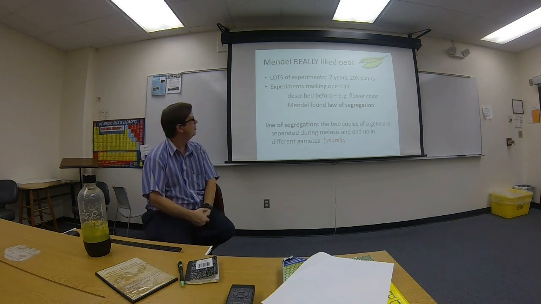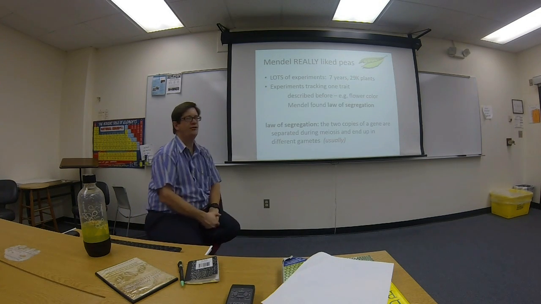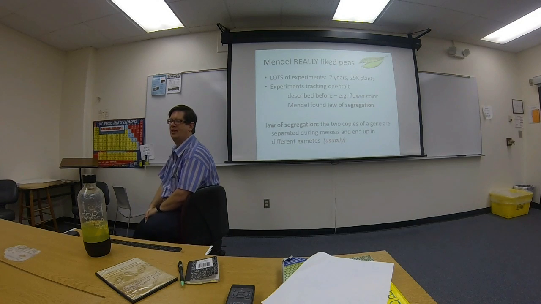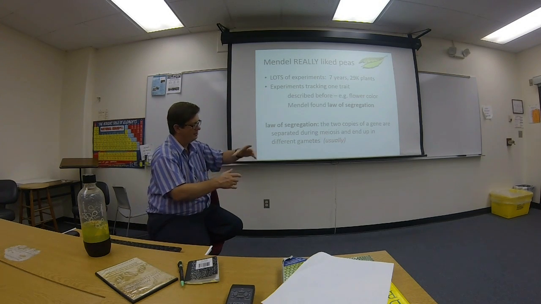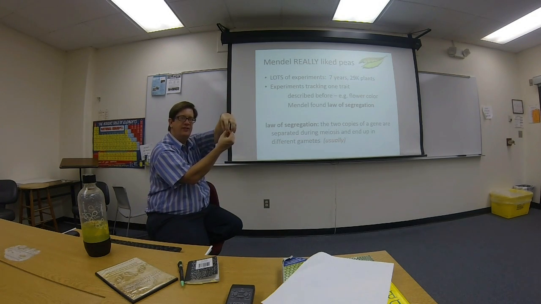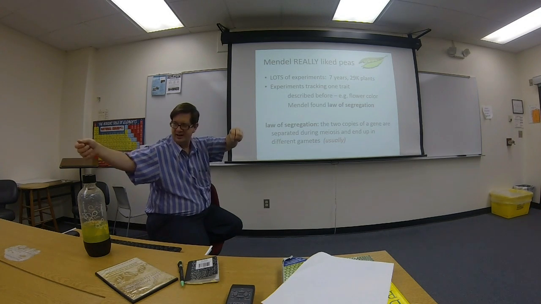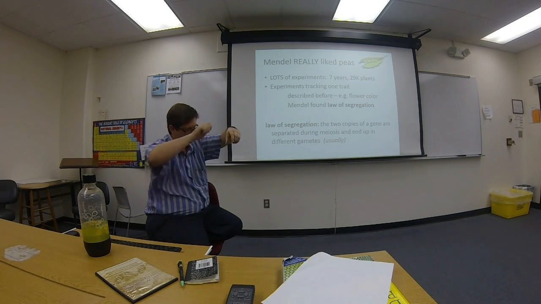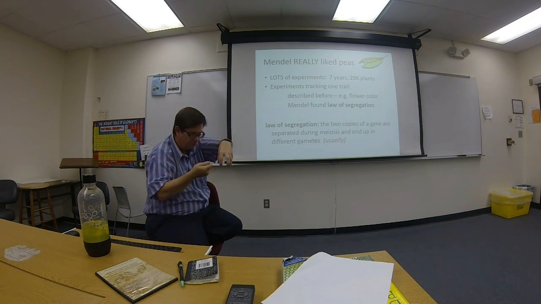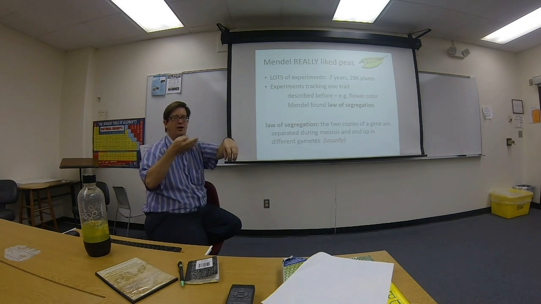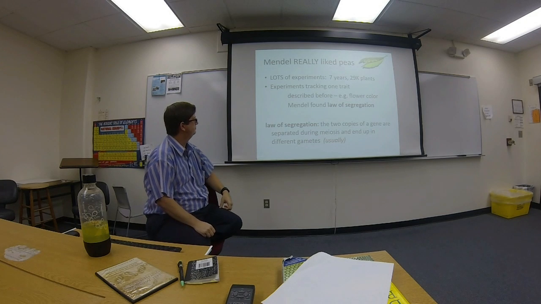All right, so Mendel really liked peas. 7 years, 29,000 plants. We already talked about how he bred them, how he would put a little cover over each flower, and then when it was time to breed that flower, he would take it off, and he would take another flower and get the stamen with the pollen off of it and dust it, and put the little cover back on so you couldn't blow any pollen on and fertilize it for some other plant.